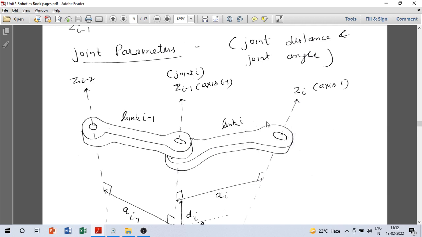And now what are the joint parameters? There are two joint parameters. One is joint distance and the other is joint angle. And these parameters are not constant. If they are constant, that means there is no motion at the joint. Depending on the type of joint, one of these two will change. If it is a revolute pair or revolute joint, then the joint angle will change when motion occurs. If it is a prismatic pair, then joint distance will change. So those are not constant, but let us see how they are defined.